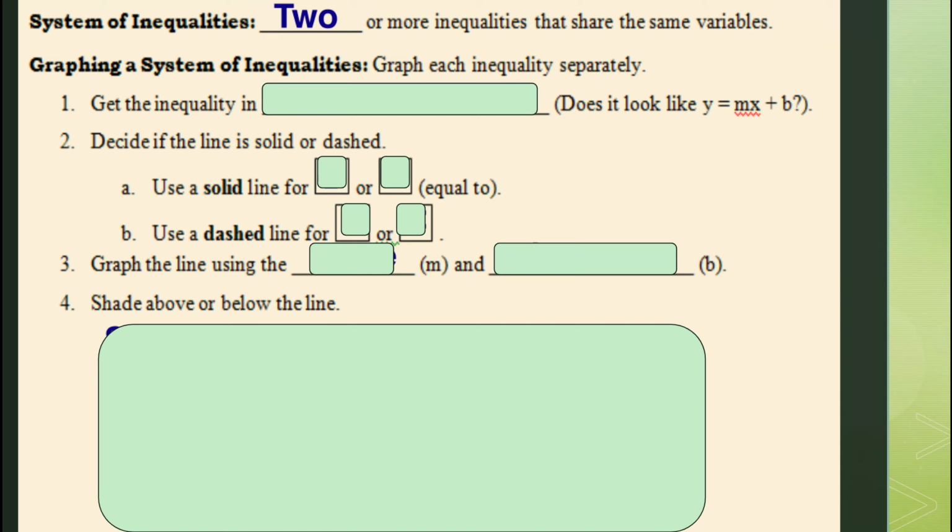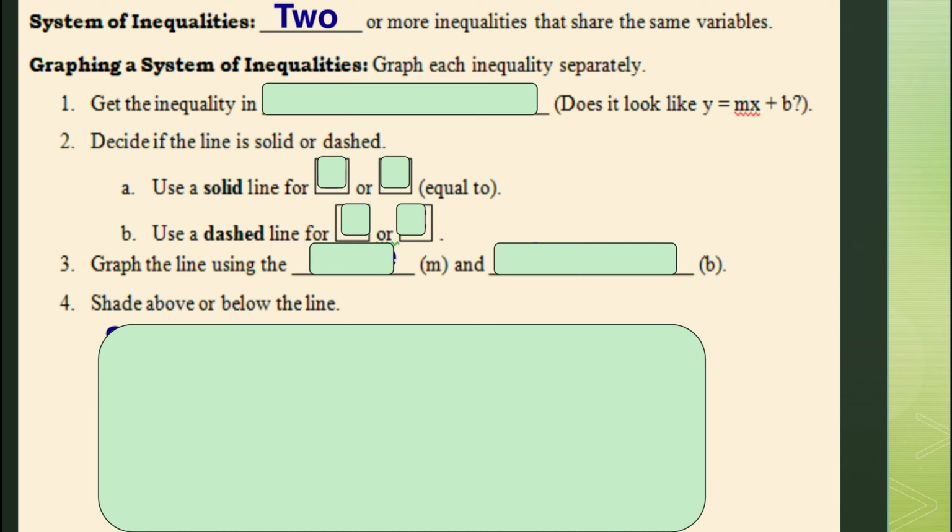Now, when we're going to graph these systems of inequalities, basically you just take one linear inequality, you graph that all the way through, even doing the shading, and then you graph the second inequality and do the shading with that. Where the shadings overlap, you're going to have a solution set in that area.